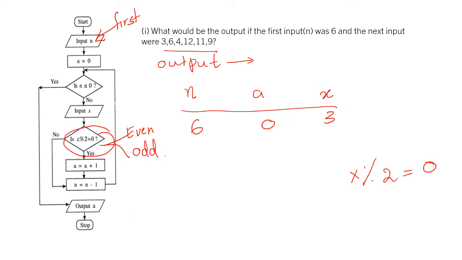Okay. Now x is 3, which is not an even number, so it's not going to do anything. So then what you do, if it is no, you come here. What do you do? N is subtracted by 1. So 6 minus 1 is 5. Then what happens? You are going to connect it to the decision again. So is n lesser than or equal to 0? No. Then you input x.